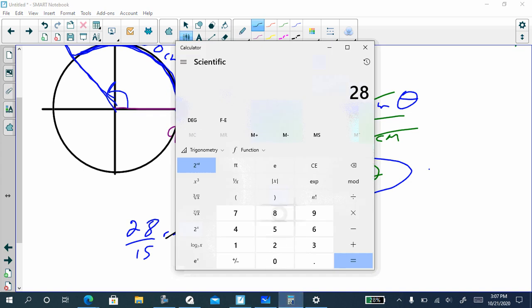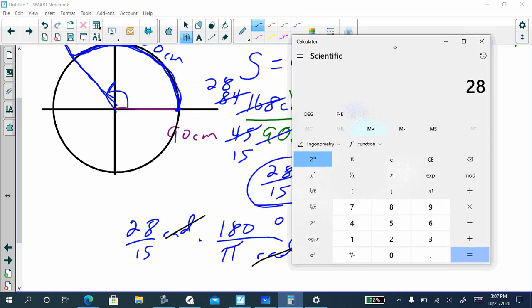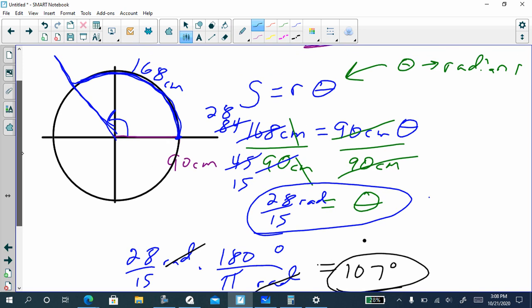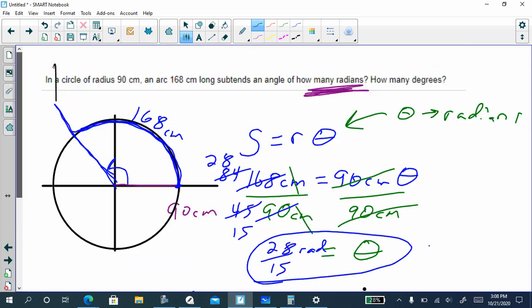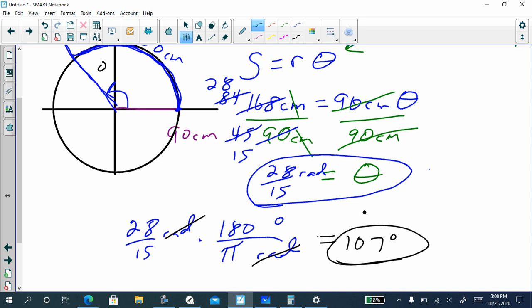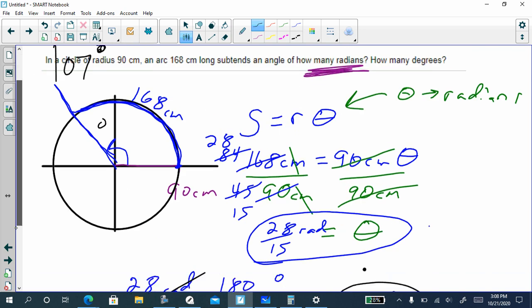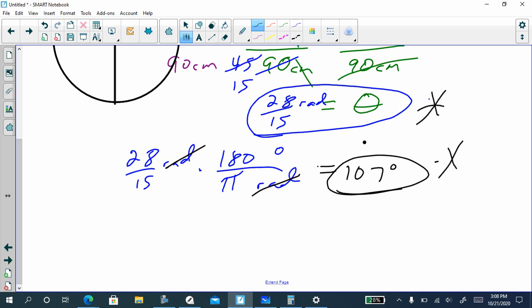So we have 28 times 180 divided by 15 times pi. I get about 106.95, or we could call that 107 degrees. And we said it was going to be somewhere there in the second quadrant, so yeah, that'd be about 107 degrees. Oops. So radians and degrees.